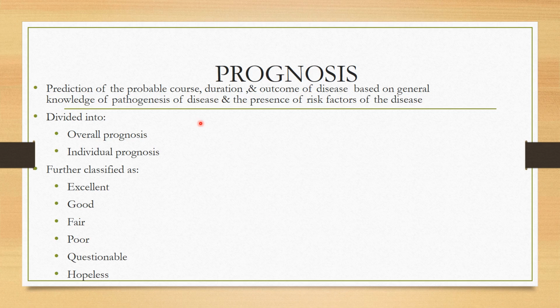Prognosis is the prediction of the probable course, duration, and outcome of the disease. Based on that, we have to categorize the overall prognosis. And if any teeth in a localized area are involved, you have to give an individual prognosis also. Then categorize it as excellent, good, fair, poor, questionable, or hopeless.